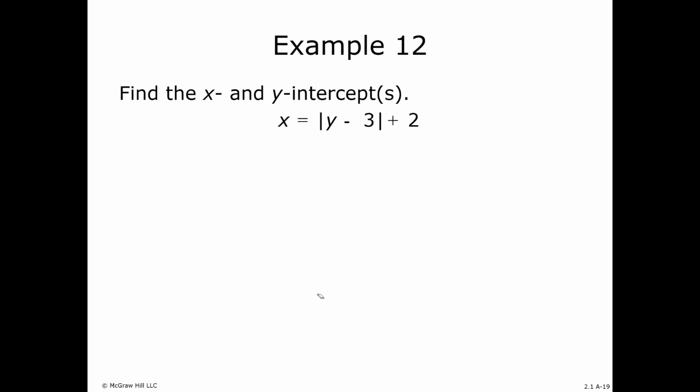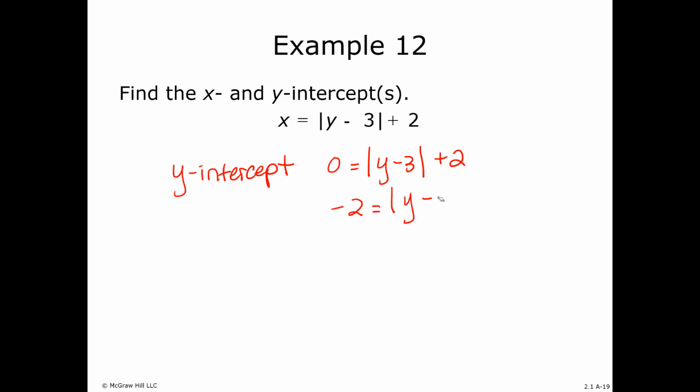Okay, for this one, you have x equals the absolute value of y minus 3 plus 2. So to find the intercepts, the y-intercept is going to happen when x equals 0. So we would have 0 equals the absolute value of y minus 3 plus 2. And so that would mean that the absolute value of y minus 3 would have to be -2. And we know that's impossible. An absolute value cannot be negative. So this does not cross the y-axis.